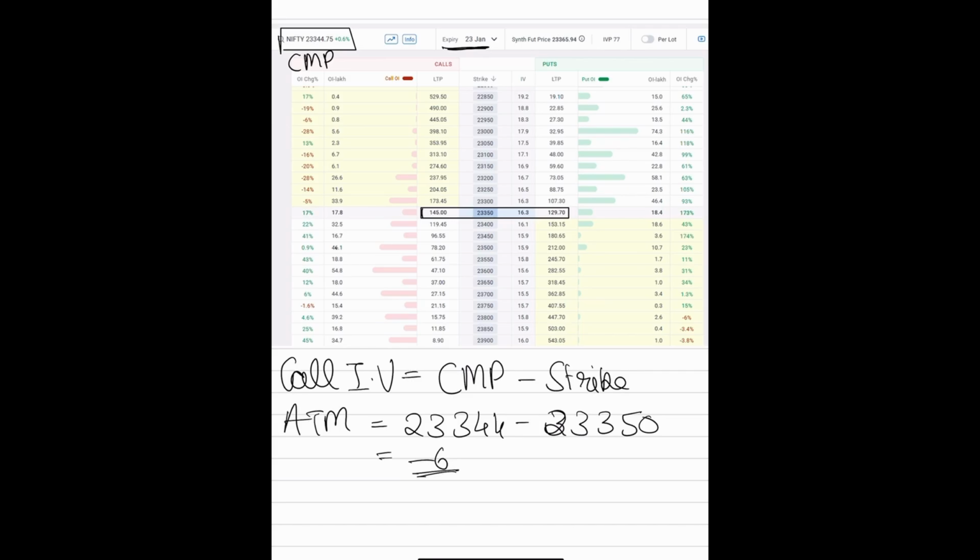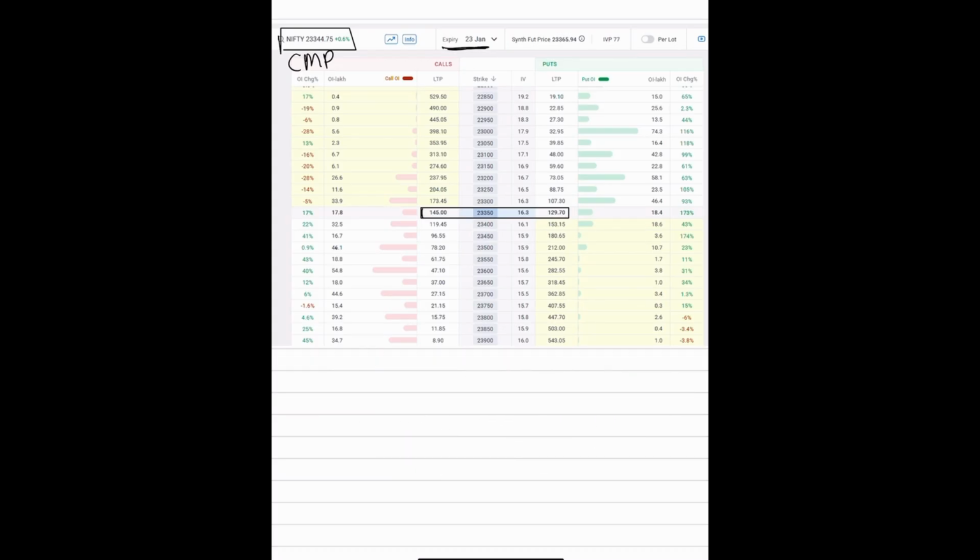So the intrinsic value cannot be negative. It can either be 0 or positive. So hence we conclude that the intrinsic value for any ATM or OTM option is always 0. Here 145 is pure time value for the in the money options.